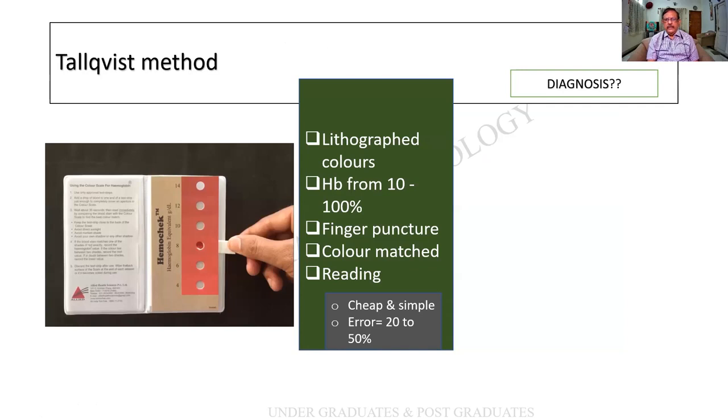The Tallqvist method is one of the oldest methods, and it says that the color of blood is due to the color of hemoglobin. Therefore, it is color matched with the comparators that are provided. And fortunately or unfortunately, there can be various forms of errors. The measurement of hemoglobin can be from as low as 10 to 100% of the values. A finger prick method is chosen and it is color matched with the comparators. Cheap, very simple. The error is unfortunately 20 to 50%.